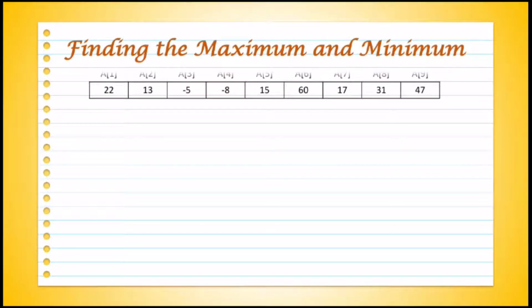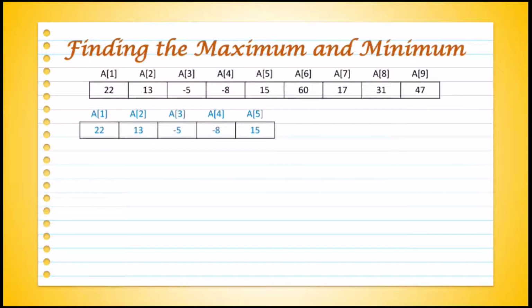Suppose this is the given array. Here there are 9 elements. This array we can divide into two different parts. First we have to find the middle value, and then we can separate this array into two different arrays. Here the middle value is 5. So the first array will be from the first element to the fifth element, and the second array will be from the 6th to the 9th.